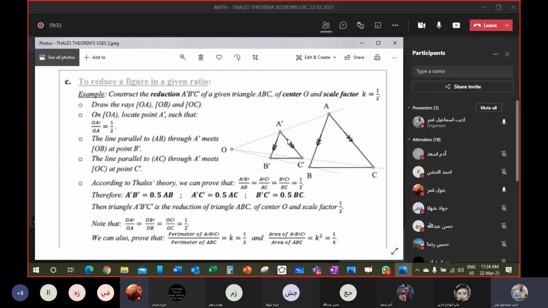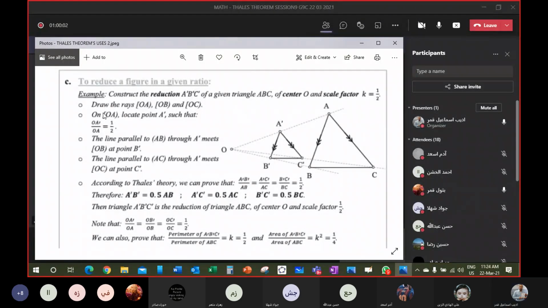For example, let's take an example and we will draw it directly. Construct the reduction A prime, B prime, C prime, which is a triangle. Construct the reduction A prime, B prime, C prime of a given triangle ABC. ABC is given. Reduction of center O and scale factor K equal 1 over 2. I'm going to explain all these now.